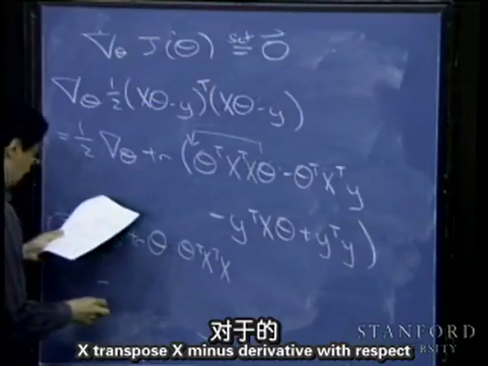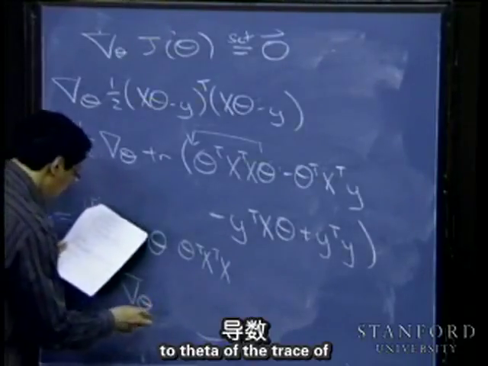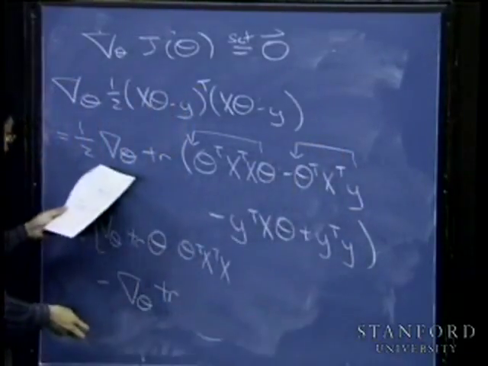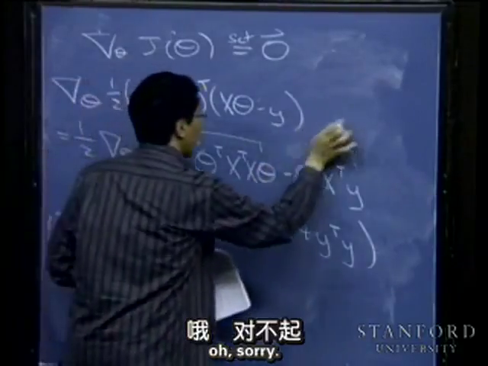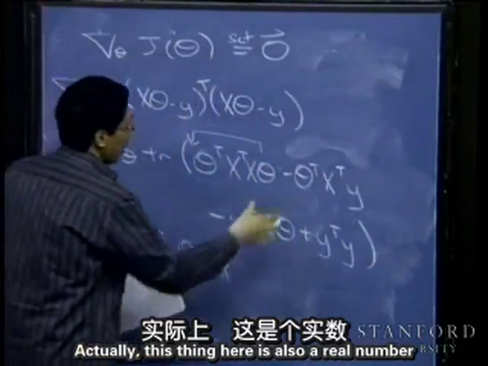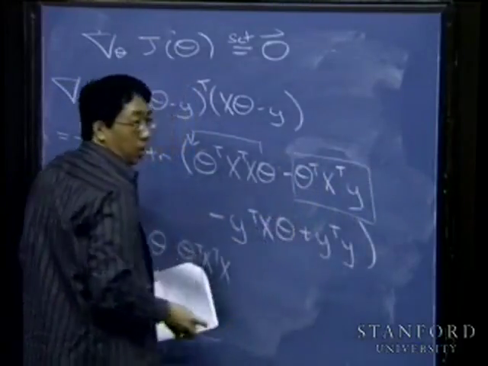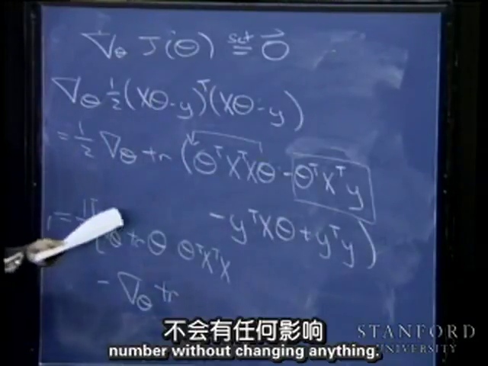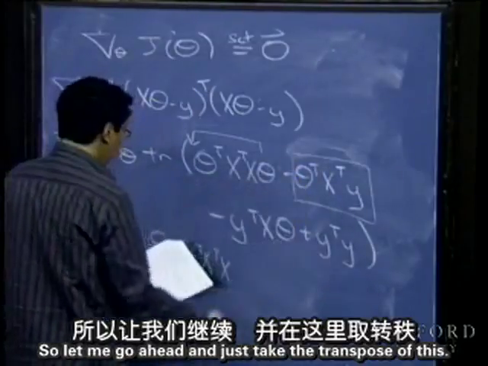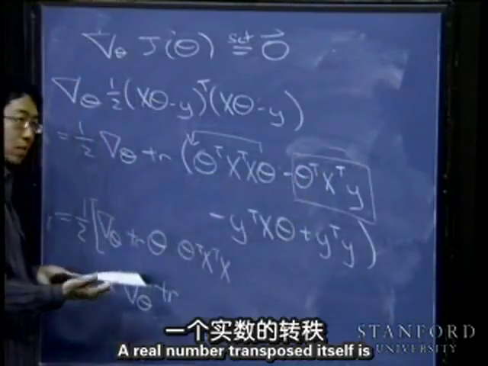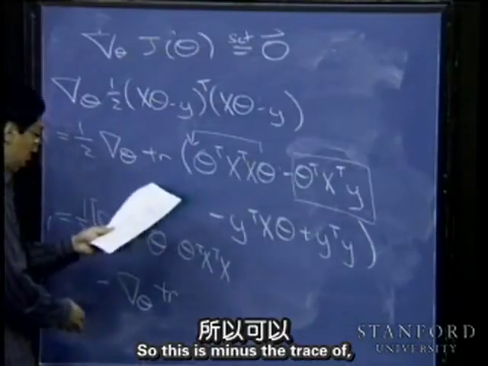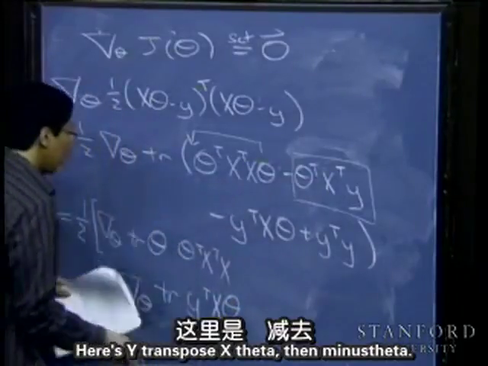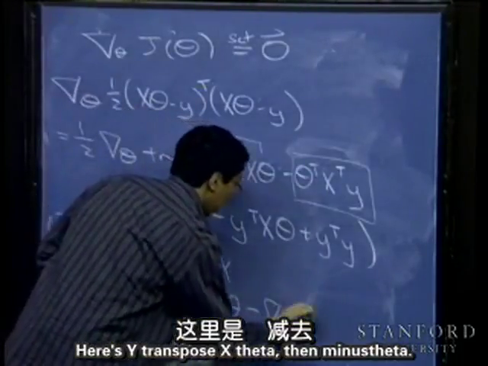minus derivative with respect to theta of the trace of, and again, I'm going to take that and bring it to the, you know what? Actually, this thing here is also a real number, and the transpose of a real number is just itself, right? So you can take the transpose of a real number without changing anything. So let me go ahead and just take the transpose of this. So a real number transpose itself is just the same real number. So this is minus the trace of, taking the transpose of that gives y transpose x theta, then minus y transpose x theta.